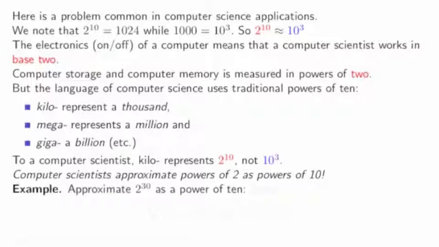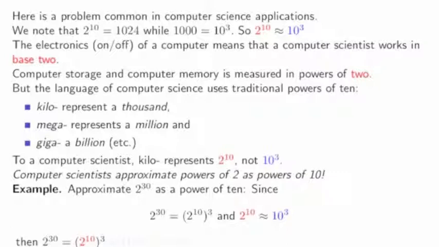For example, we might approximate 2 to the 30th as a power of 10. Since 2 to the 30th, by our laws of exponents, is 2 to the 10th cubed, and since 2 to the 10th is about 10 cubed, then 2 to the 30th, which is 2 to the 10th cubed, is about 10 cubed cubed, which is 10 to the 9th. How many digits are there in 2 to the 300th?